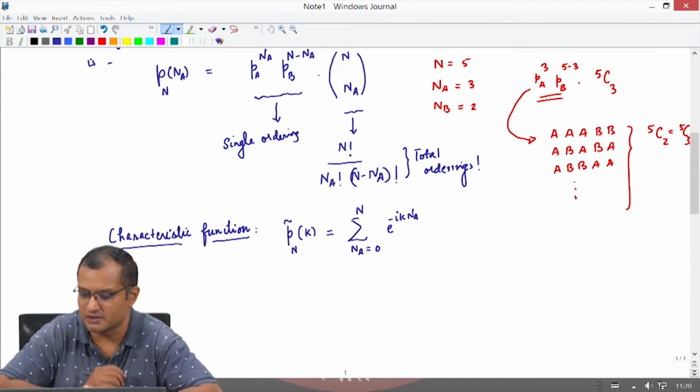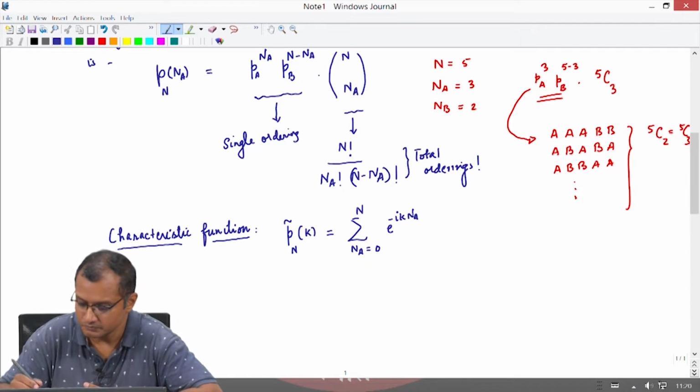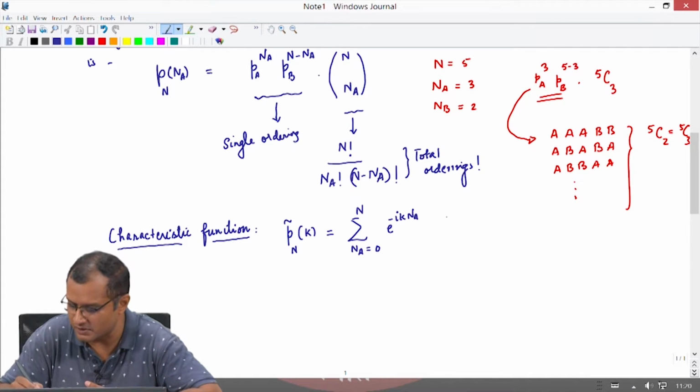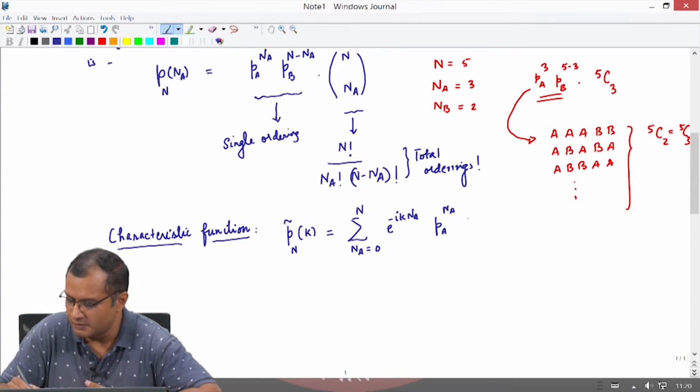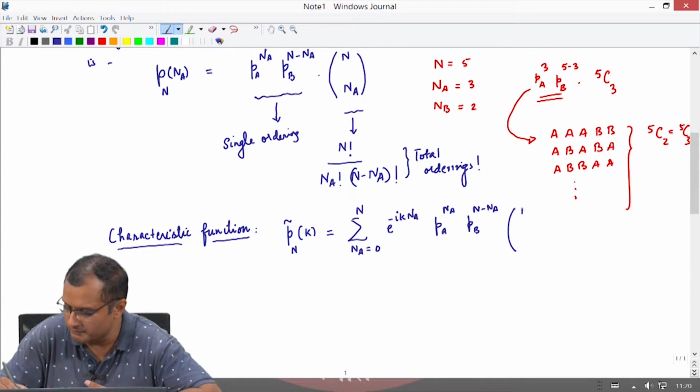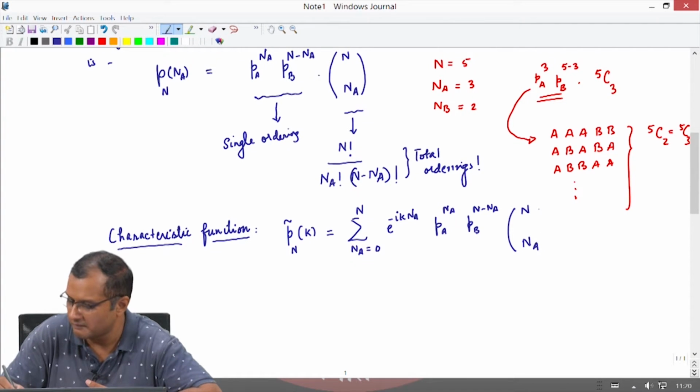e to the power minus i k n a, because n a is my summand variable, times my binomial distribution, which is p of a to the power n a, p of b to the power n minus n a, into the combination n c n a. Okay.